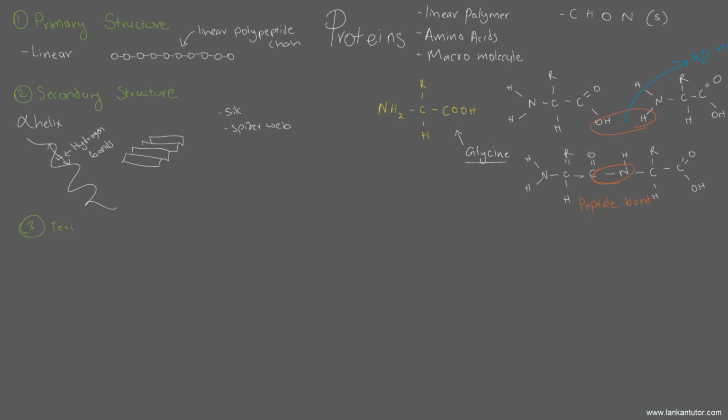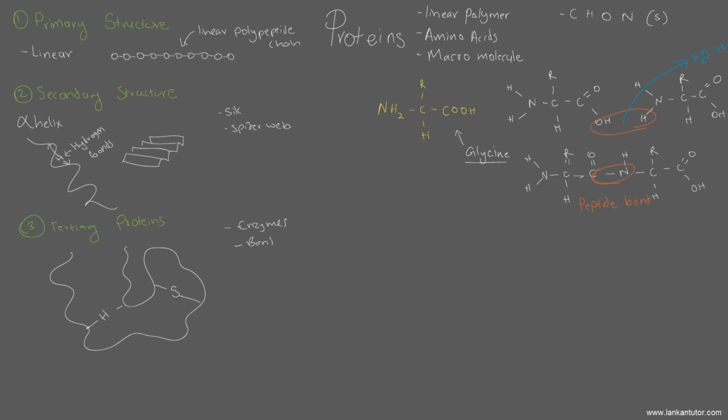Now tertiary proteins are a bit more complicated. It actually has a definition that you need to remember. It is the bending and folding of polypeptide chains to produce a globular shape. It has lots of bonds. Namely, they have disulfide bonds, ionic bonds, hydrogen bonds, and hydrophobic bonds.